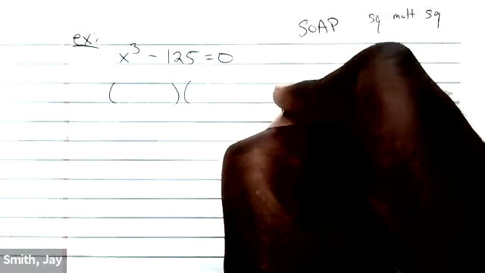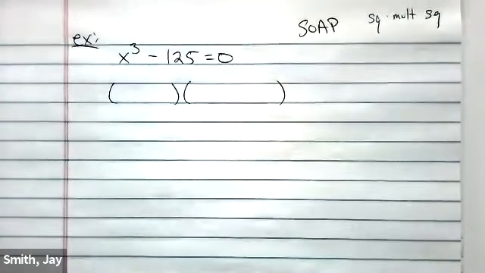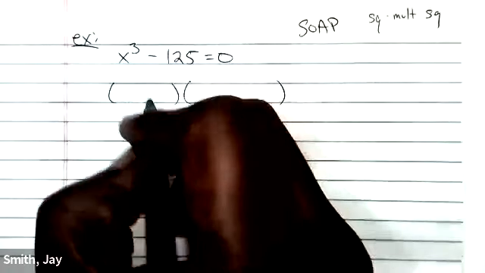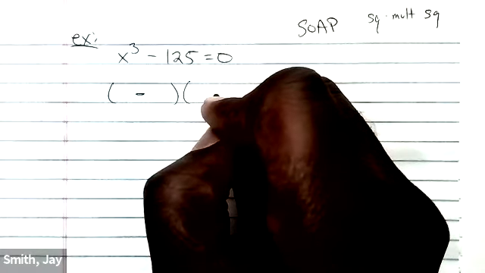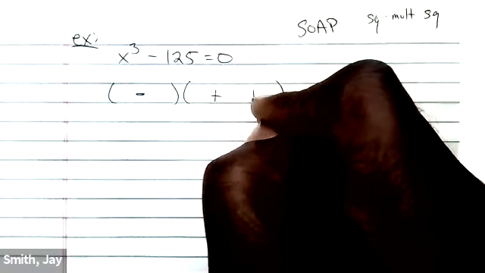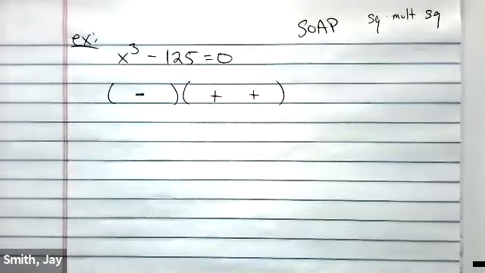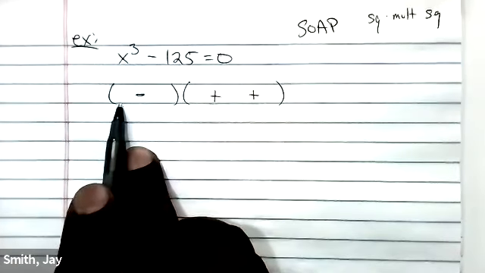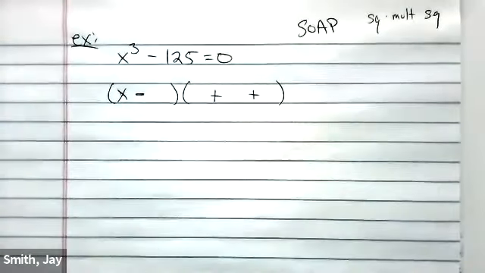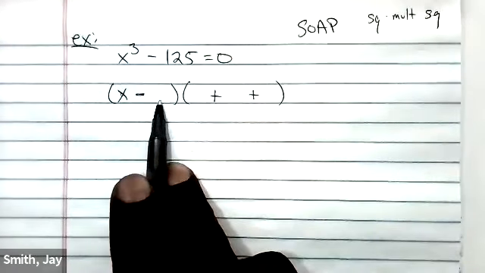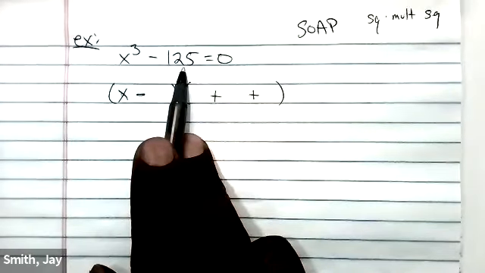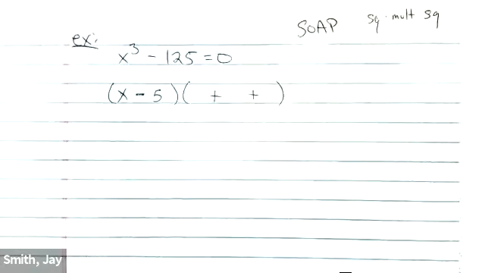Remember, my answer is always going to be a binomial times a trinomial. Just to check if I understand it, what's going to be my first sign? Negative. Second sign? And last sign is? All right. First element of my binomial, cube root of x cubed, is going to give me x. Second element of my binomial, cube root of 125, which we know is 5.